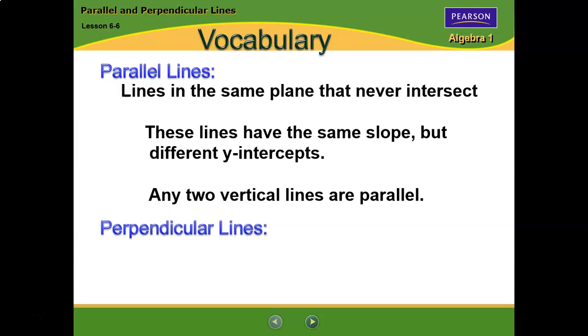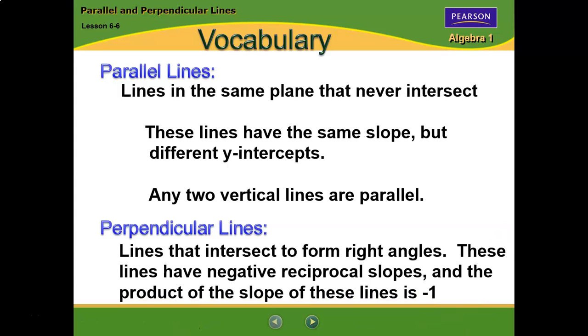And we also said that any two vertical lines are parallel and any two perpendicular lines are parallel. Now again, the main point of all of that was that parallel lines have the same slope. Now, let's look at perpendicular lines. Perpendicular lines are lines that do intersect, but they intersect and form right angles. These lines have what we call negative reciprocal slopes. Well, if the lines intersect, then they cannot have slopes that are the same. So what we will do is we will find the negative reciprocals of these slopes.